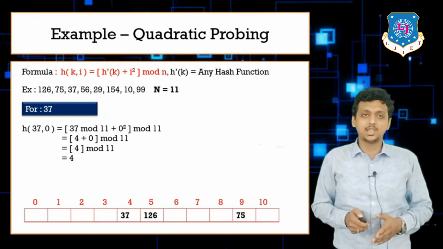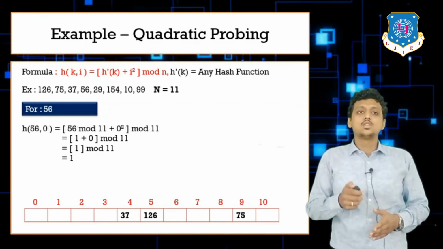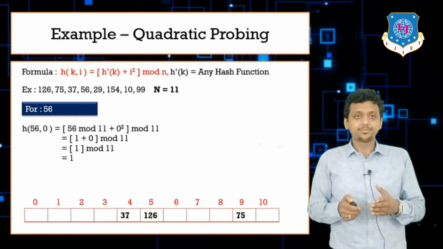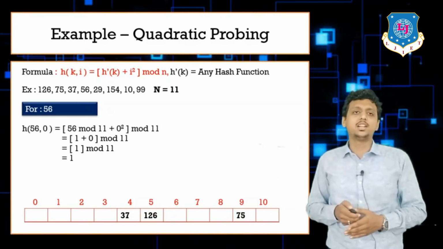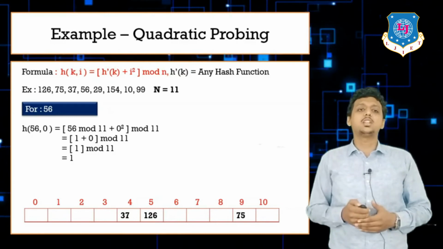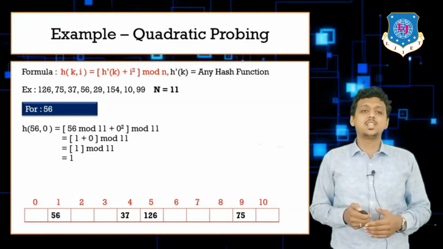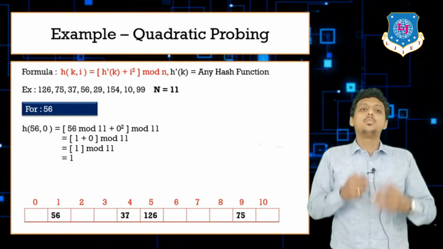Now we have 56 with us. Students, 56 returns 1. After applying the formula, 56 returns 1. So we can insert the data at 1. So here I can insert 56 directly at the first position. Now we have 29.